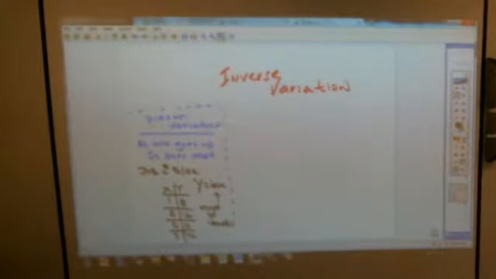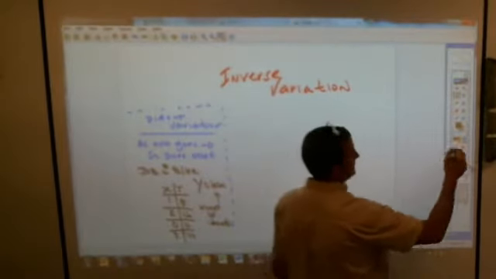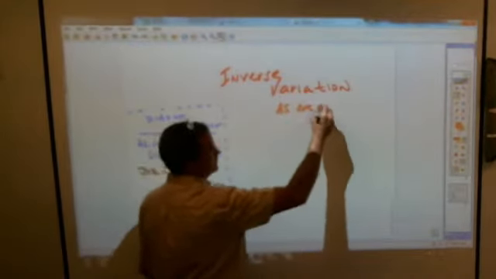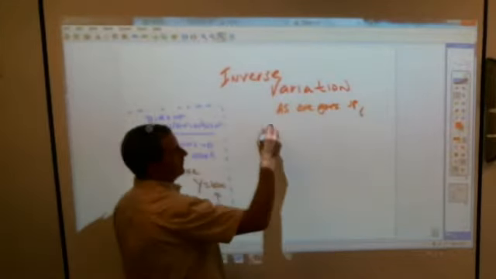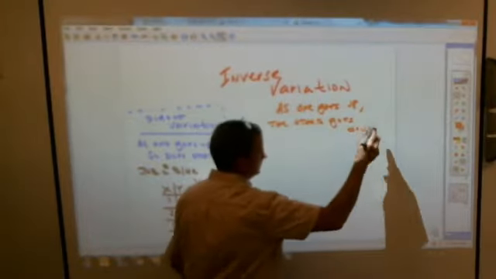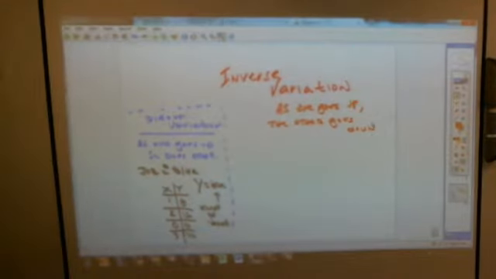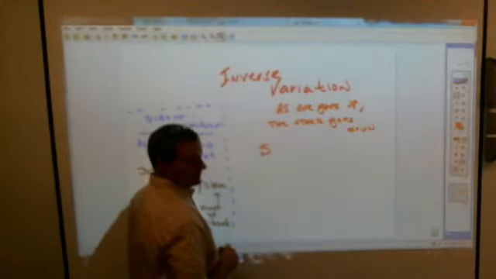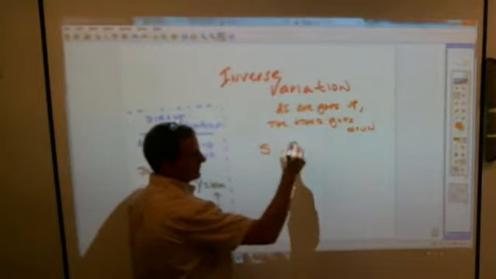Now, if that's direct variation, guess what indirect or inverse variation is? It is, as one goes up, the other goes down. An example of that might be speed and time. If you're doing your speed, how fast you're going, and the time it takes you.